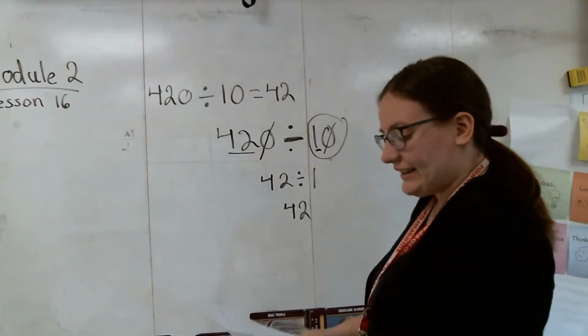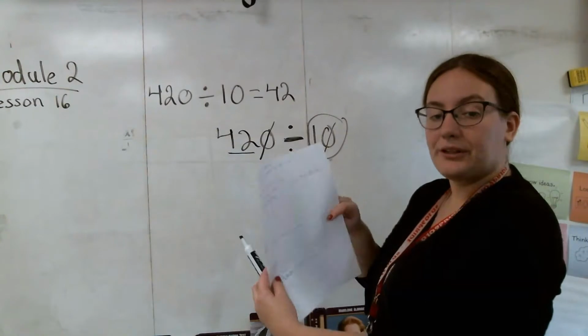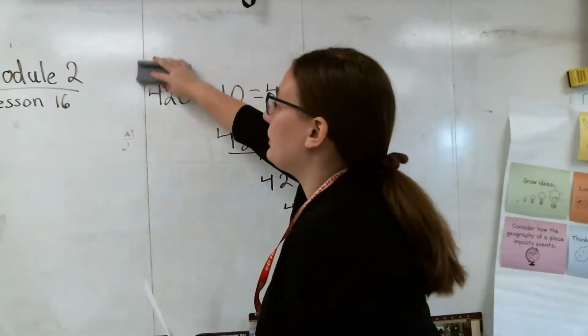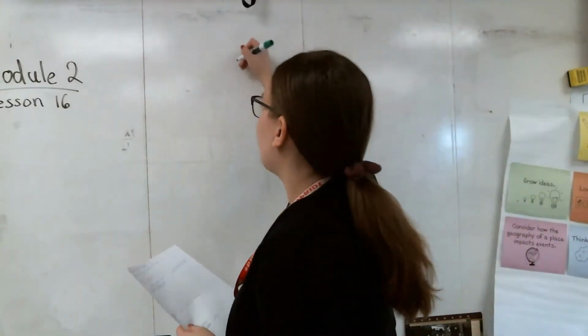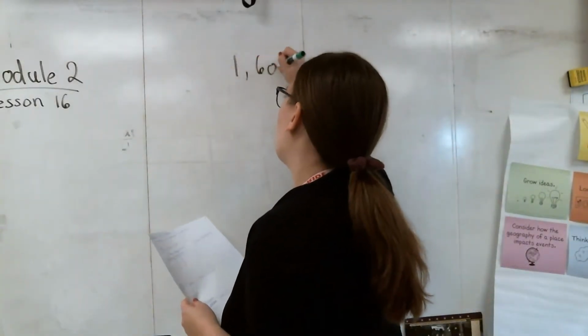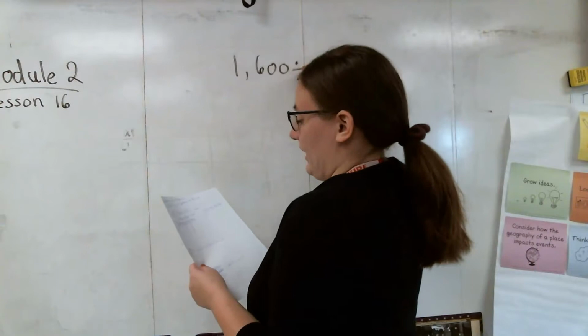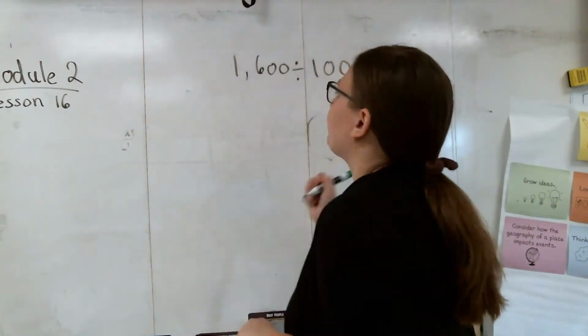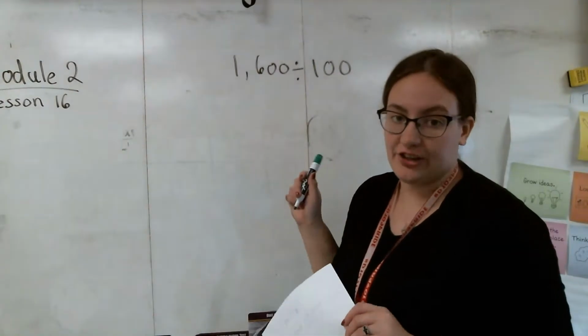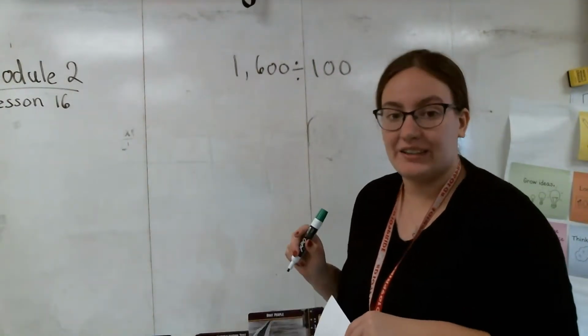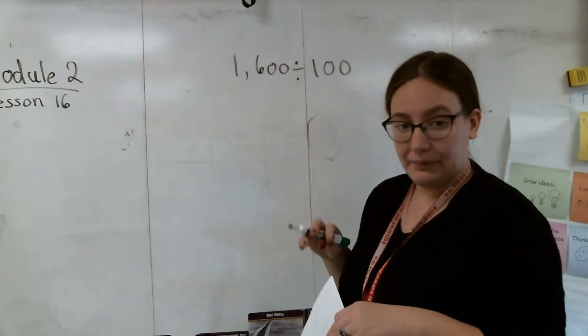So let's take a look at the next problem, problem number 2 now. And problem number 2 is 1,600 divided by 100. Now, fifth grade, I'm going to continue using that strategy that I just showed you because it's the quickest and easiest way to do it in my opinion.